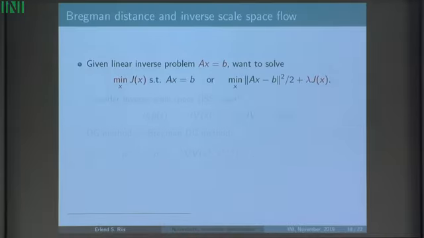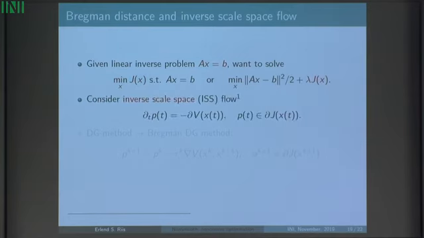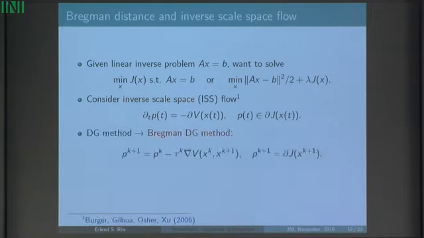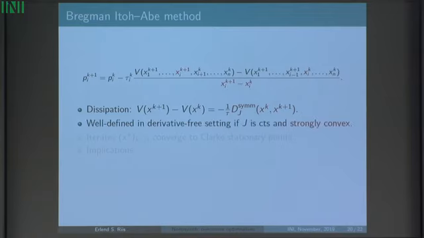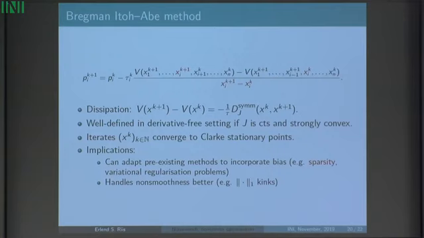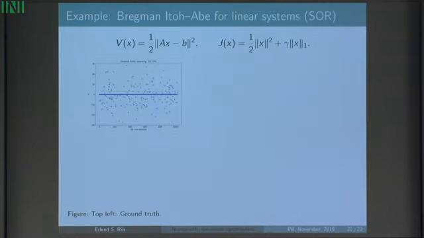So I'll just briefly finish by mentioning that you can also apply discrete gradient methods to other dissipative systems. So we looked at inverse scale space flow, which is the corresponding continuous time flow for Bregman iterations. So we can use this to promote, for example, sparsity of your solutions. So this also is implementable in a derivative-free setting and for non-smooth, non-convex functions. We can, for example, do this to promote sparsity.